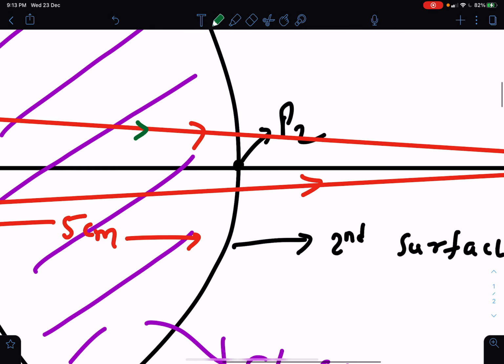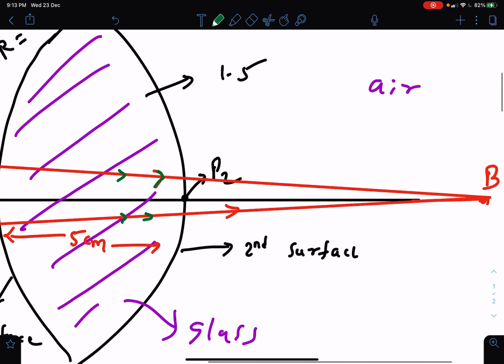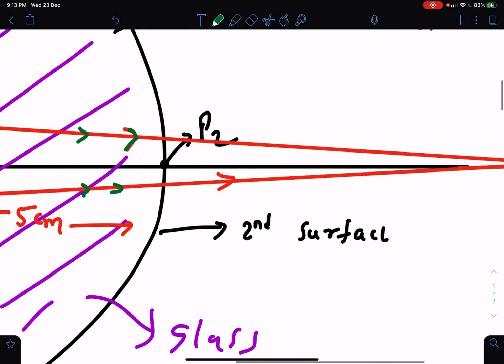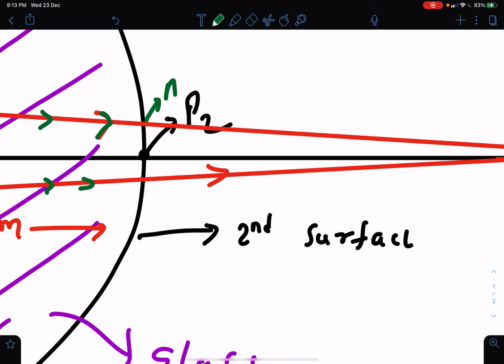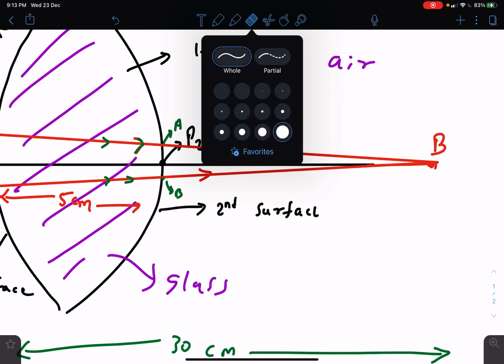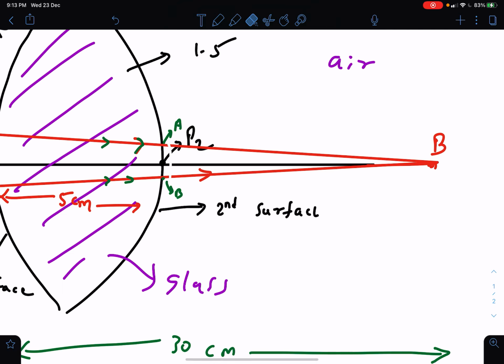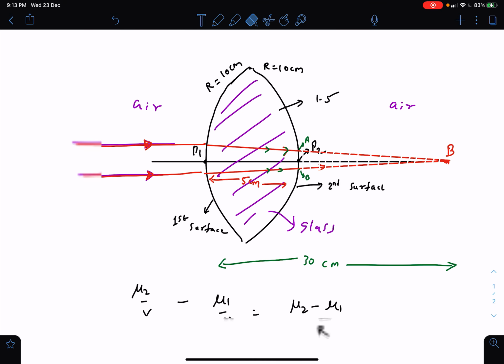However, what is the problem? As these rays are traveling inside the glass, if glass had been there, they would have converged at B, but again they come out into the air, and again there is going to be refraction at point A and point B, and so we have to now use the refraction formula again, and these rays actually will not be able to converge at B but at some other point. So this is going to be a second refraction from the second refracting surface.